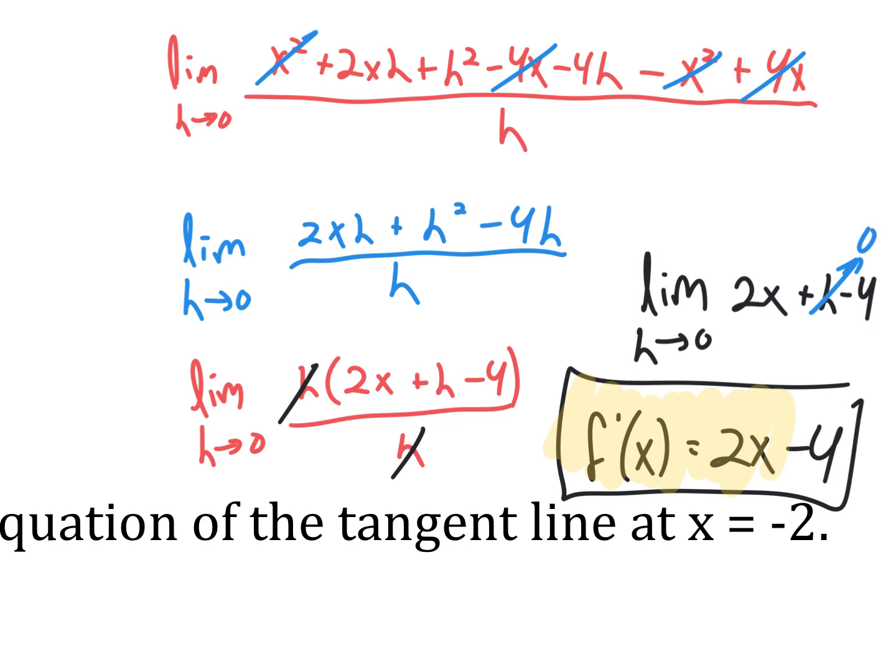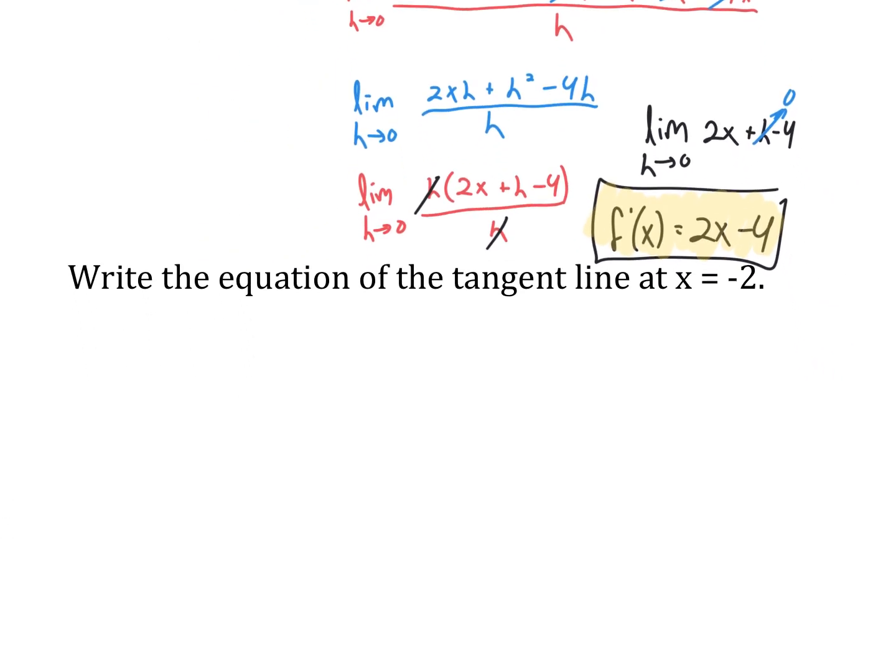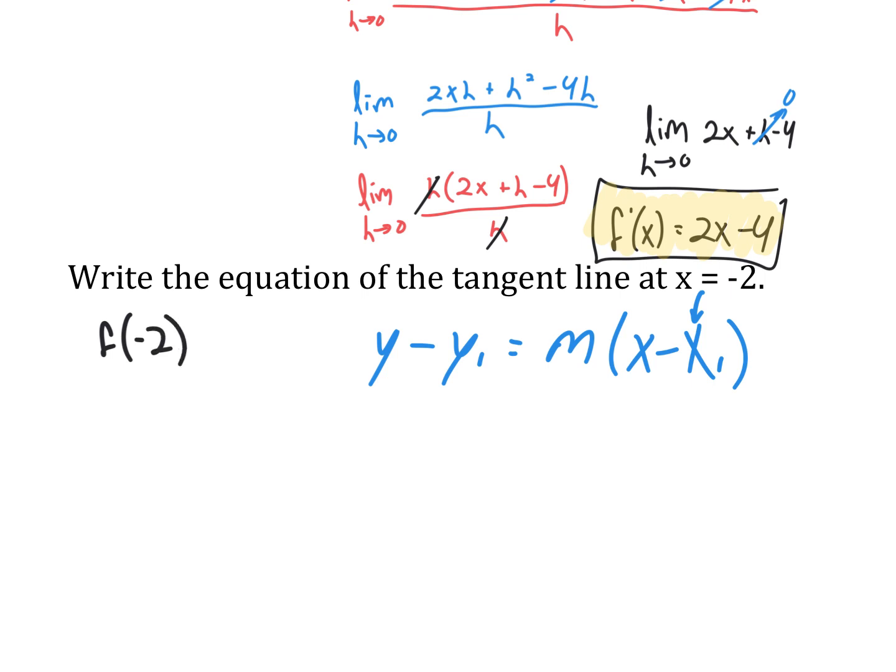All right, so now let's get the equation for the tangent line at x equals -2. To get the tangent line, I'm going to use point slope form: y minus y1 equals m times x minus x1. I know that x1 is going to be -2. But I need to know two things. I need to know the function value at -2, because that's going to be my y1, and then the derivative value at -2, because that's going to be the m.